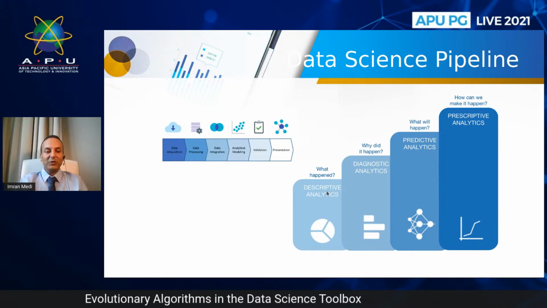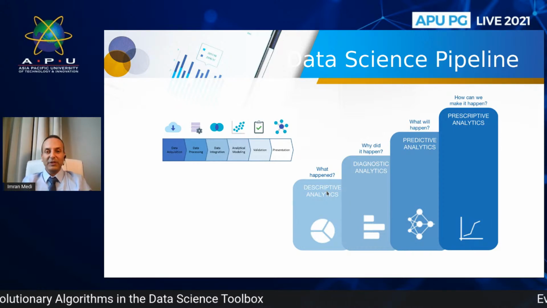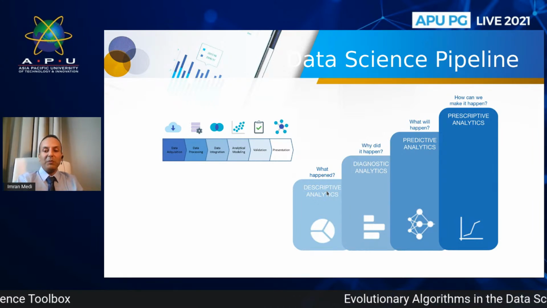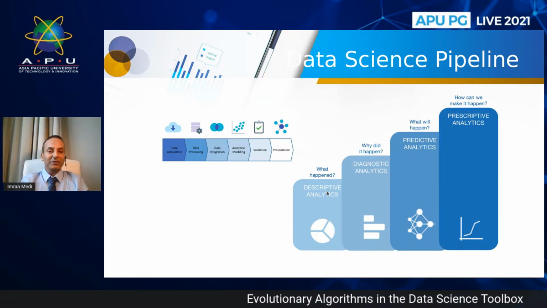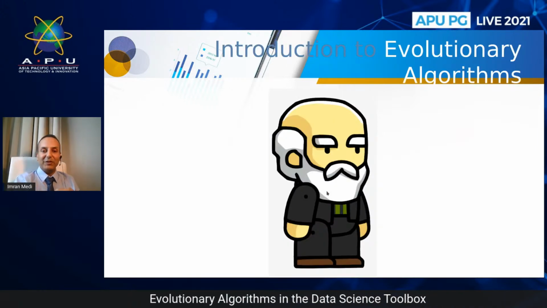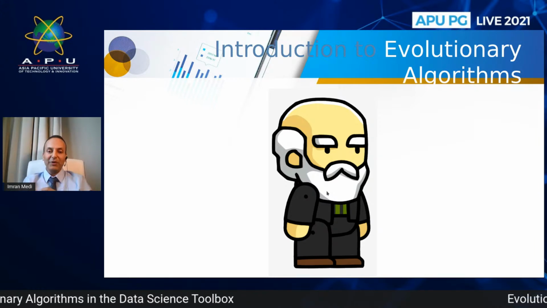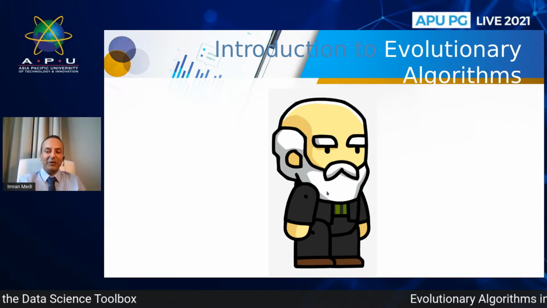The key thing we're here to talk about is evolutionary algorithms. So let's start off, first of all, by discussing what we mean by evolutionary algorithms, and what we actually mean by evolution. So evolutionary algorithms are based on the principles and concepts of this particular person over here. So here we have Charles Darwin.